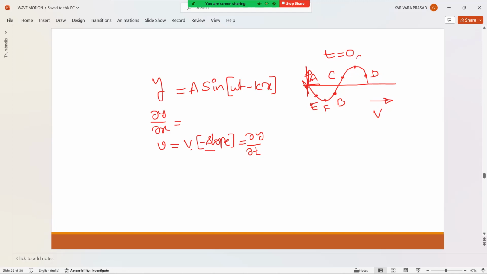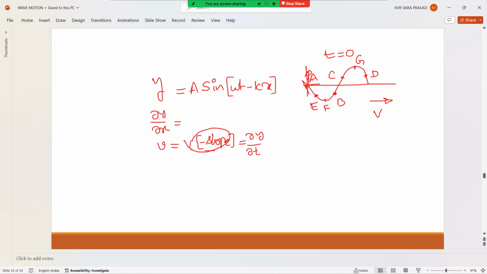And if you see from F to G, I'm taking the top one as G. From F to G, for all these points, slope is positive, excluding F and G. At F, slope is 0. At G, slope is 0. Means for those 2 points, velocity is 0. So in between F and G, slope is positive. Slope positive and velocity positive means the total value is negative. So for all points between F and G, the direction of velocity is downwards.